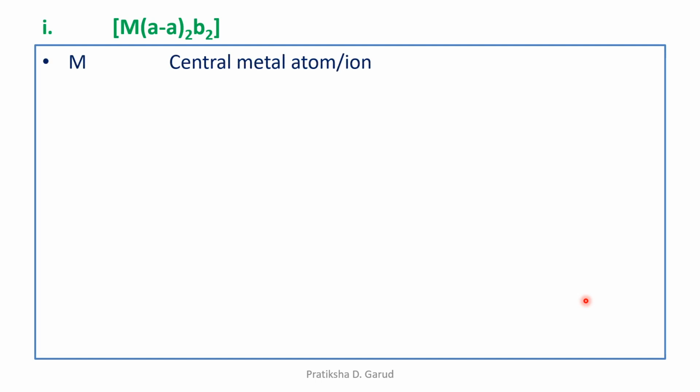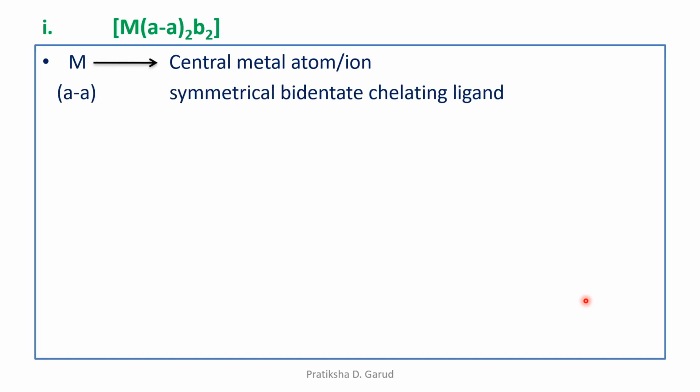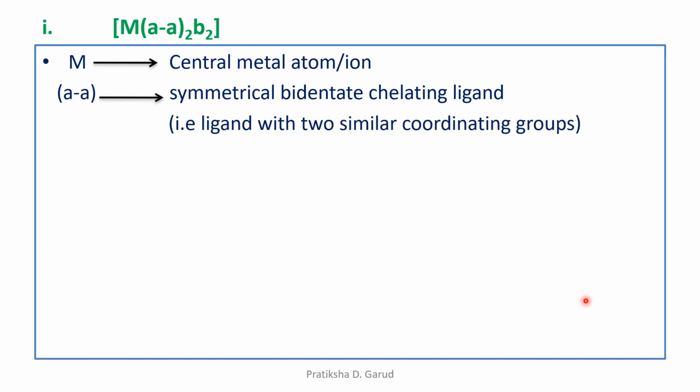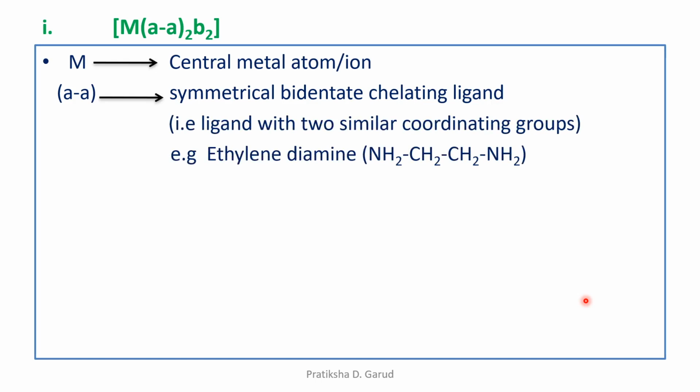Now what is M? M is the central metal atom or the ion. A is the symmetrical bidentate chelating ligand, that is, the ligand with 2 similar coordinating groups. Its example is ethylene diamine, that is en. Ethylene diamine means NH2 CH2 CH2 NH2. Now here there are 2 coordinating groups, or we can say 2 atoms. They are nitrogen and hence they are the same over here. Hence it is called a symmetrical bidentate chelating ligand.